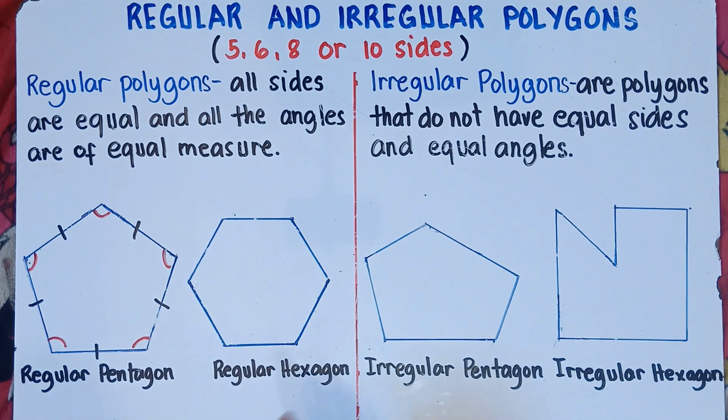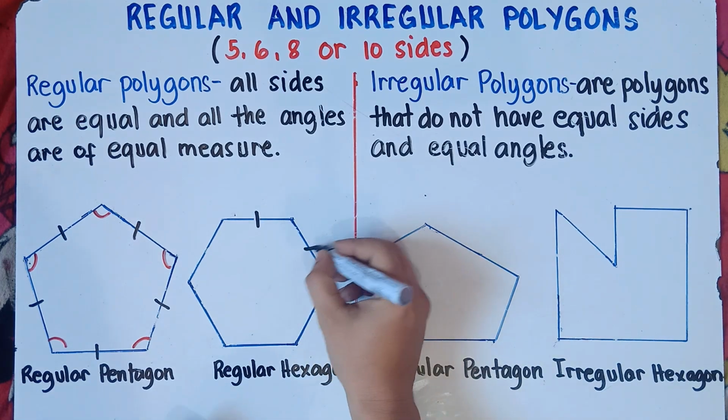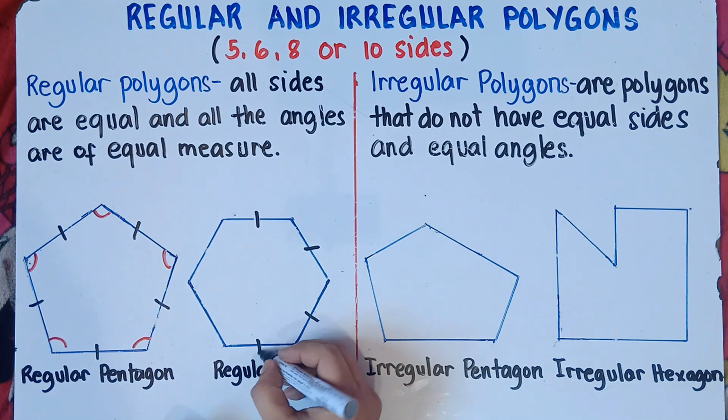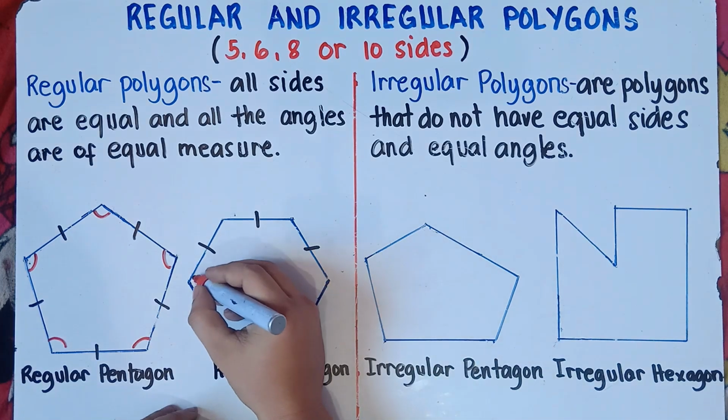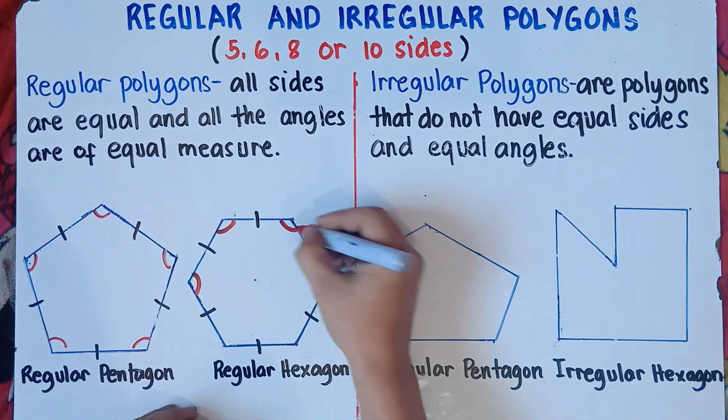Now this one is a hexagon, a polygon with 6 sides. We call this a regular hexagon if the 6 sides are equal and the 6 interior angles are equal. Once again, this side is congruent to this side, to this side. They have 6 congruent sides and 6 congruent angles. We call this a regular hexagon.